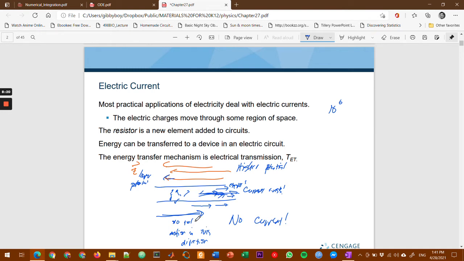Okay, resistor is a new added element to a circuit, and that energy can be transferred to a device in an electric circuit. Okay, the energy transfer mechanism is electrical transmission. Okay, so we'll touch that later.